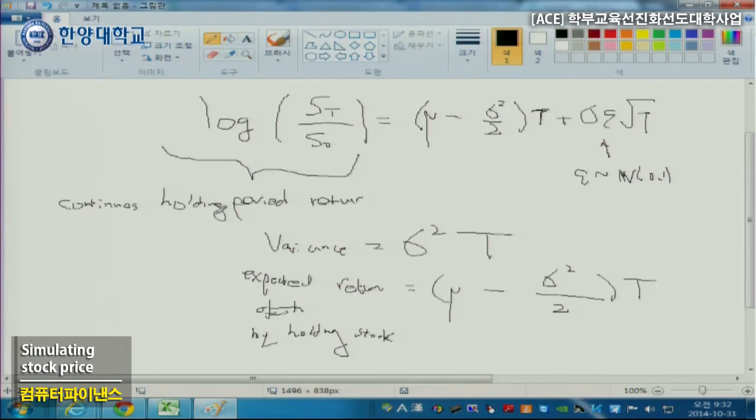Although per year expected return is mu, actually we have to subtract this down in order to make it holding period return. Okay? That's why our stock return process should look like this first line. Looks like this one.